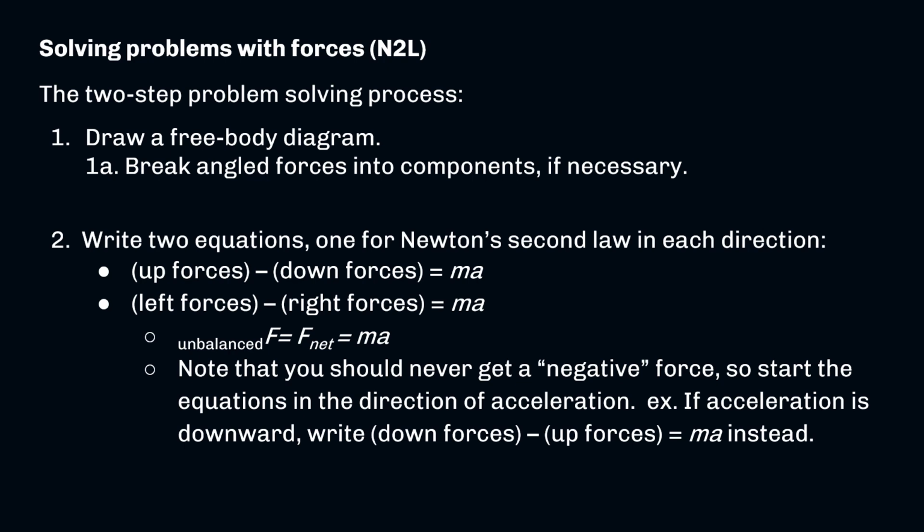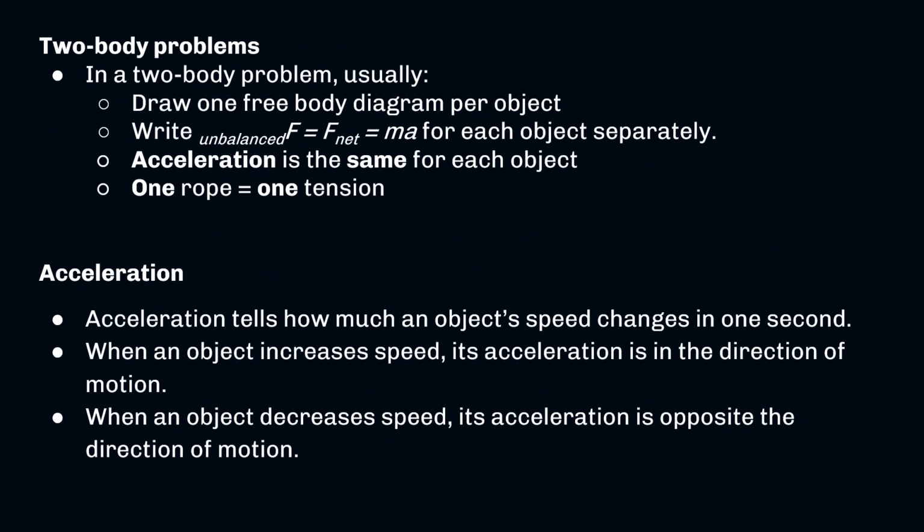So let's move into the last page of our facts. Alright, so two-body problems. What we're doing in a two-body problem is drawing a free body diagram for each object. Then we're going to set up our Newton's second law equation for each object separately. And I have this set up in the example, as you can see if you've looked at the Google Doc.